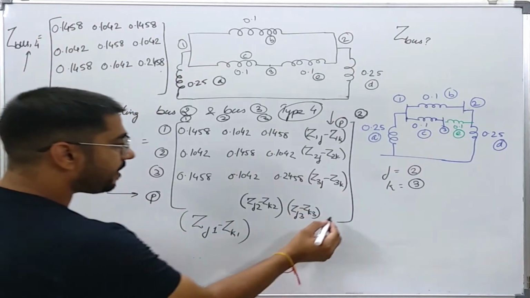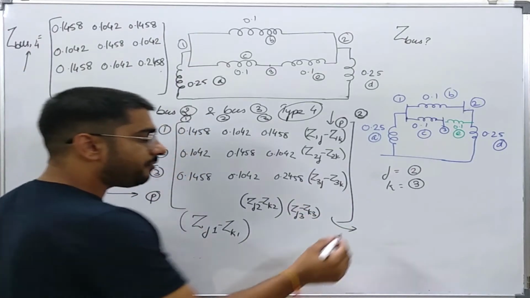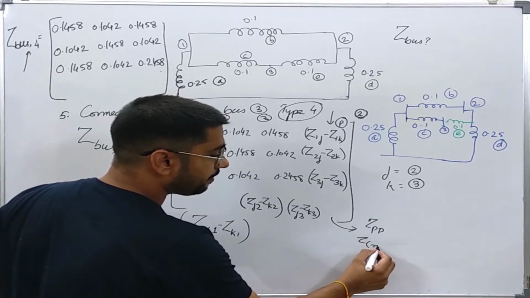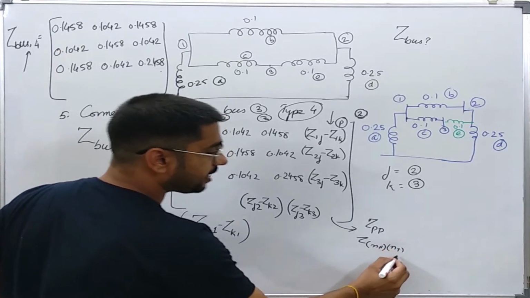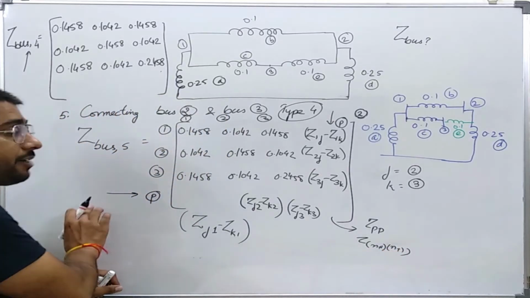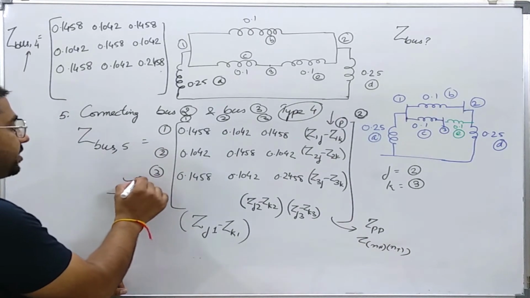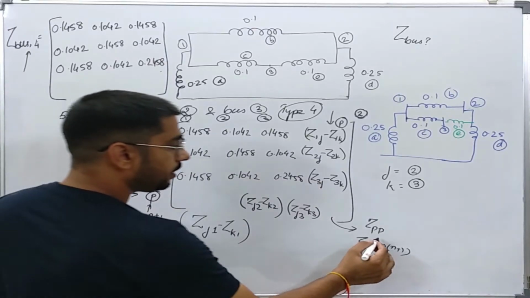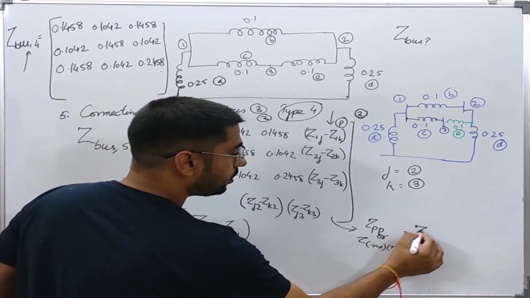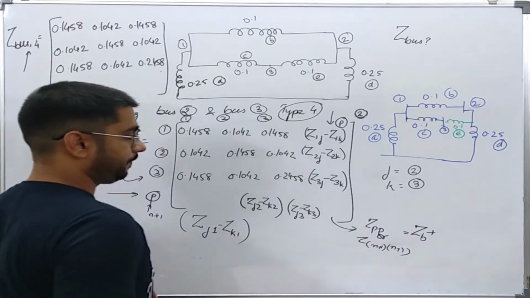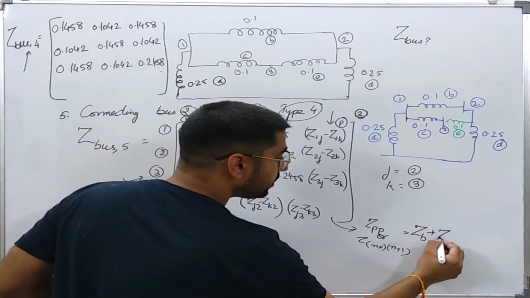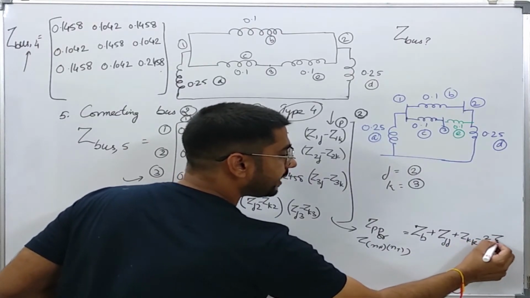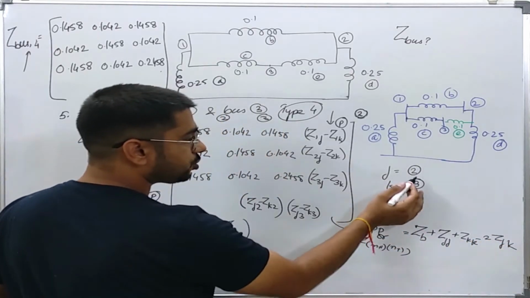And this element will be ZPP or Z n plus 1, n plus 1. P is nothing but n plus 1. N is just 3 here because we are adding one row and one column. Up to here n is equal to 3, and it is the n plus 1th row and the n plus 1th column. These both are equal to Z branch plus ZJJ plus ZKK minus 2ZJK, where J is 2 and K is 3.